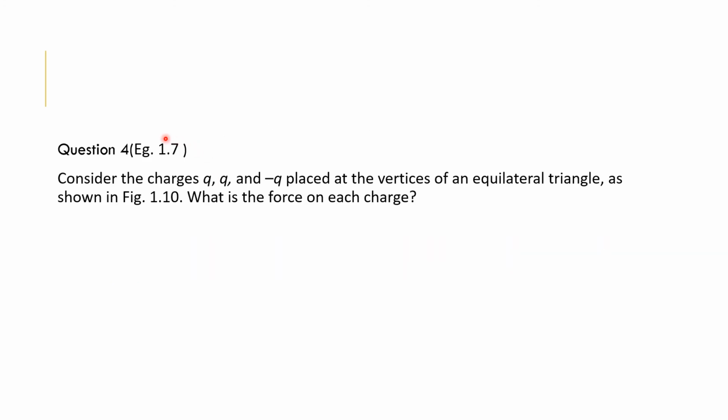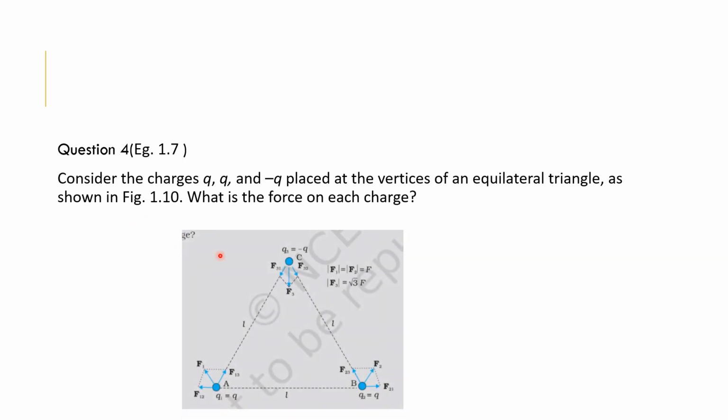Another question is example 1.7. So this also you can try solving. Just try solving this question. It is given in the book. Here also you have to mark all the directions. Consider charges Q, Q and minus Q, so Q here, one Q here and minus Q here, at the vertices of an equilateral triangle as shown in the figure. What is the force on each charge? So on each charge you have to find out.